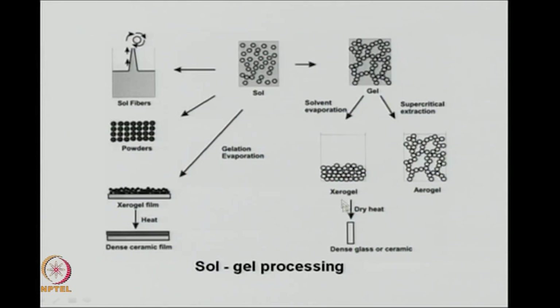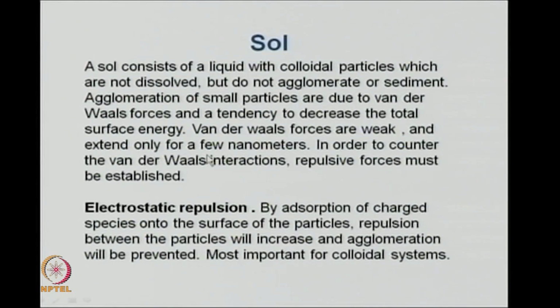You can heat the xerogel into a dense solid, or you can make a film from the sol. You can make a film which is called a xerogel film, and you can make a dense film after heating this. You can also just get powders. If you dry the sol, you will get powders which may be nanocrystalline. You can make nanocrystalline films, depending on what your application is.